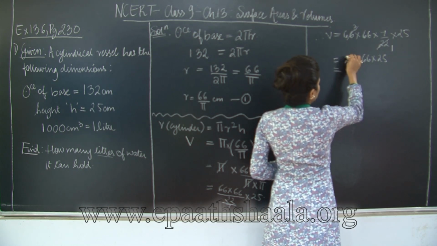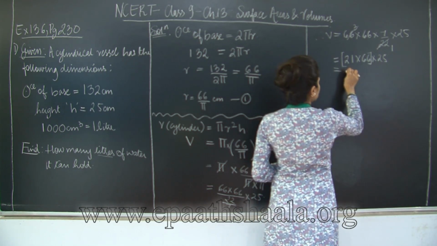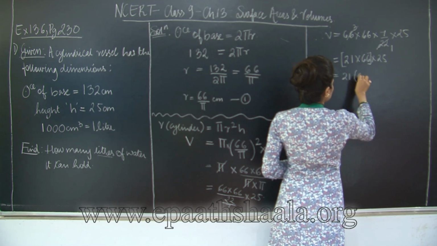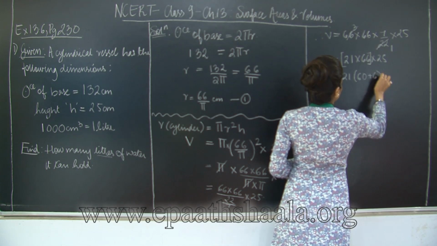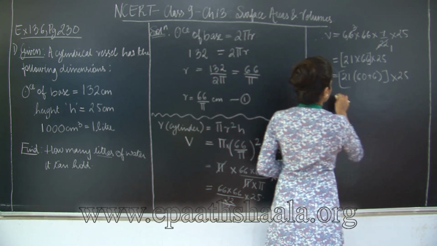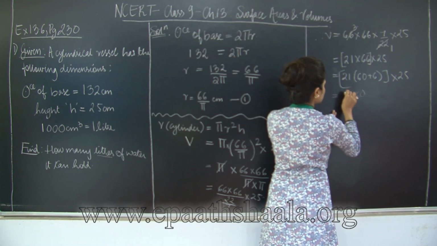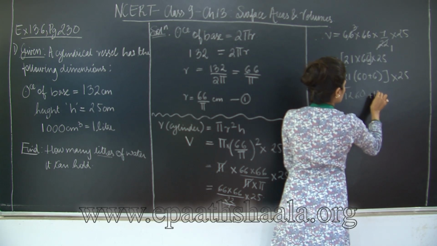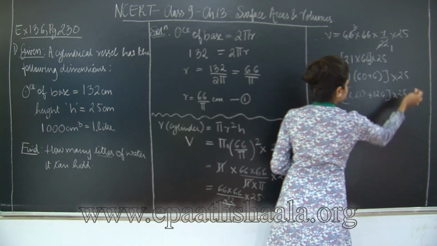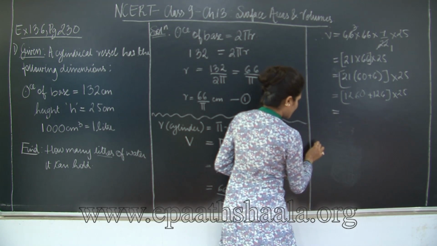So first I am going to calculate 21 into 66, which can be written as 21 into 60 plus 6. So 21 into 60 would be 1260, and 21 into 6 is 126. Adding 1260 plus 126, what do we get?